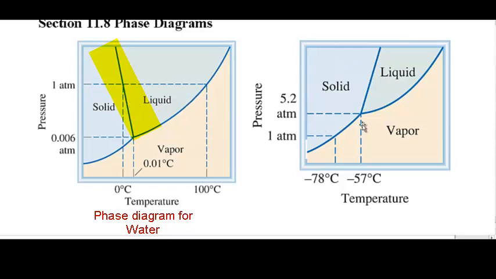Normal substances follow carbon dioxide or other substances such as ethanol. They have the slant sort of as a positive slope.